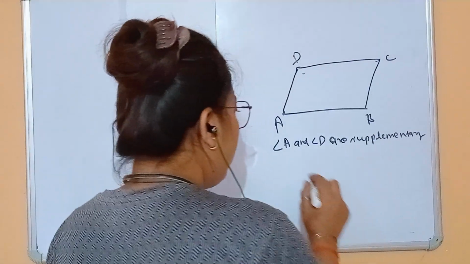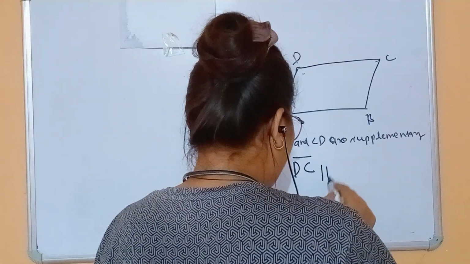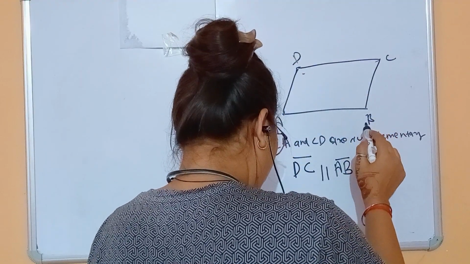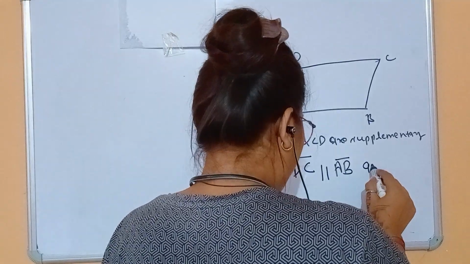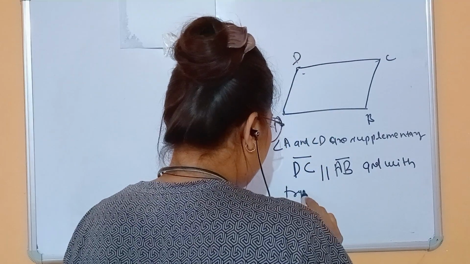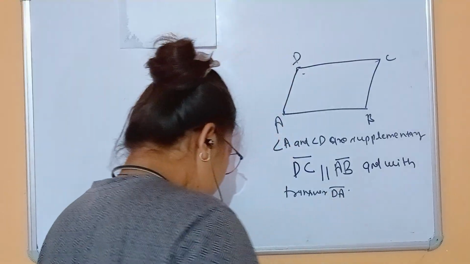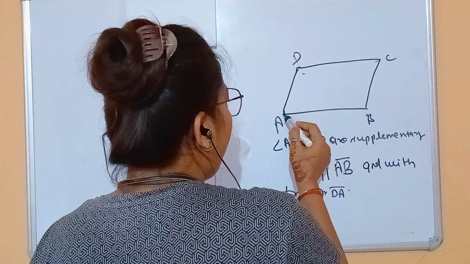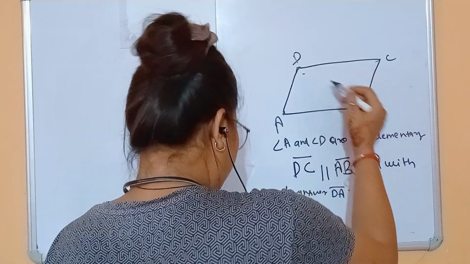Since DC is parallel to AB, and with transversal DA, these two angles are interior opposite. These two angles are interior opposite: A and C, B and D.